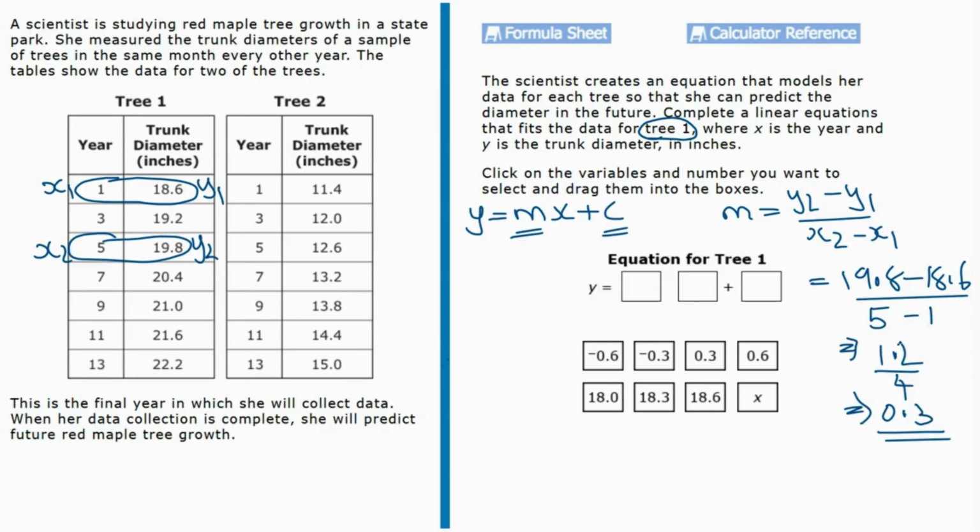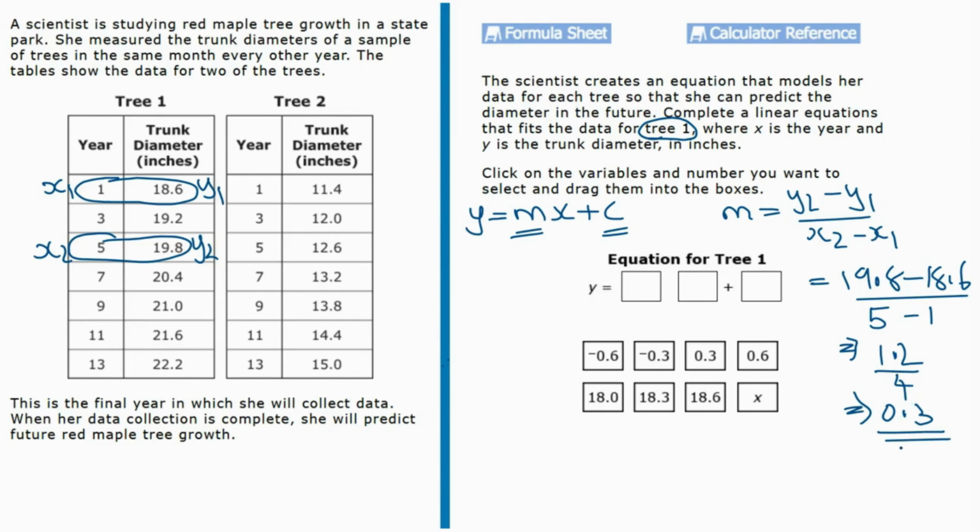That gives you 1.2 divided by 4 and that is 0.3. So that means I got the slope, that is 0.3. So that is going to be here 0.3 and this is going to be x according to the equation. 0.3 is the slope and x is this x. So I have chosen this one and this one.